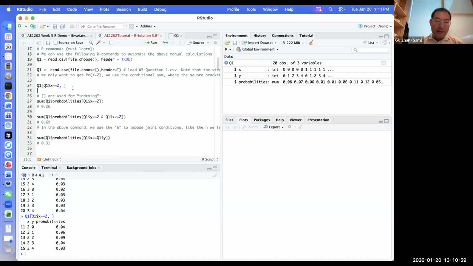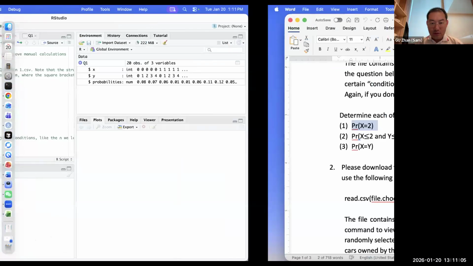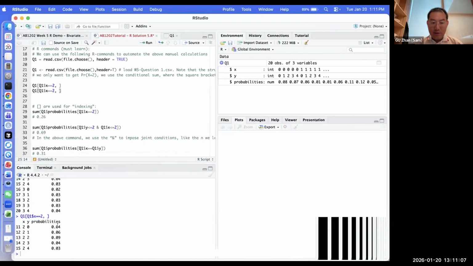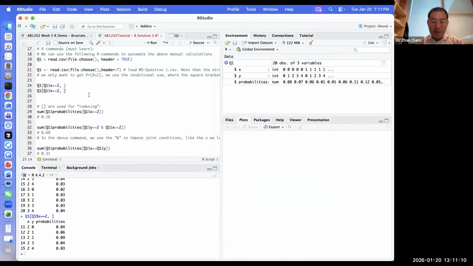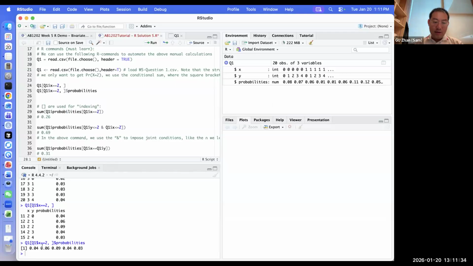Then after that, we want the probability, right? We want to find the probability x equal to 2, so we need to sum all these probabilities. But before we sum, we need to add dollar probability outside this bracket, not inside. Then for this small subset of the entire data frame, I have three variables and I want the probability. Now I run it again. You see 5 values, the probabilities.